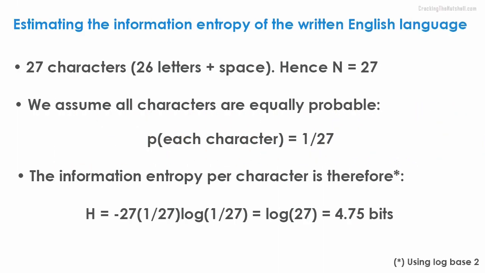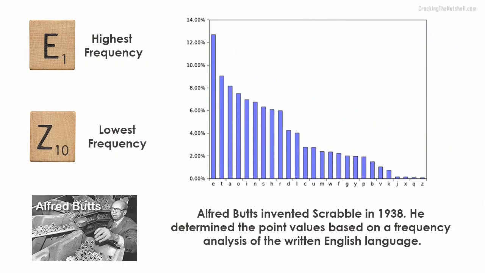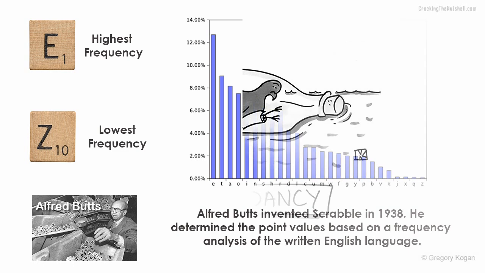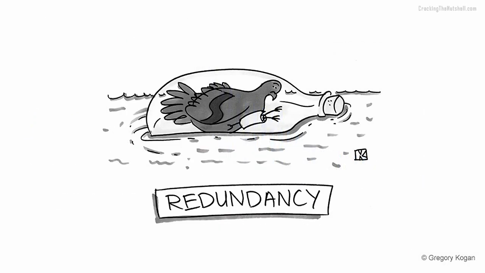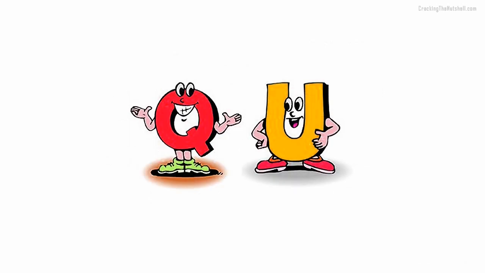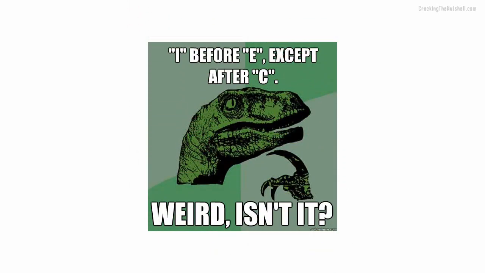If we assume we are dealing with 27 characters, that is 26 letters plus space, and that all of these characters are equally probable, then we have an information entropy of about 4.8 bits per character. But we know that the characters are not equally probable. For instance, the letter E has the highest frequency of occurrence, while the letter Z has the lowest. This is related to the concept of redundancy, which is nothing more than the number of constraints imposed on the text of the English language. For example, the letter Q is always followed by U, and we also have rules such as I before E except after C, and so on.